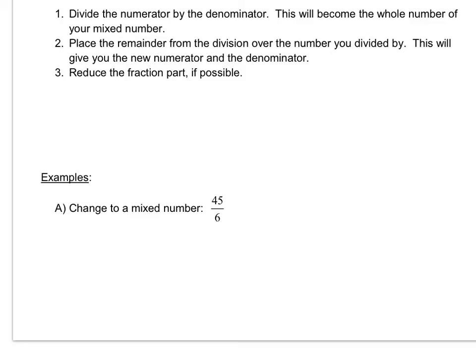So let's see, 6 goes into 45 7 times with 3 left over, so it's 7 and a half. Because we could have simplified that to start with. Another way you could have done that is seeing these are both divisible by 3. So you would have gotten 15 over 2, which is also 7.5. Okay, let's take a look at the next page.